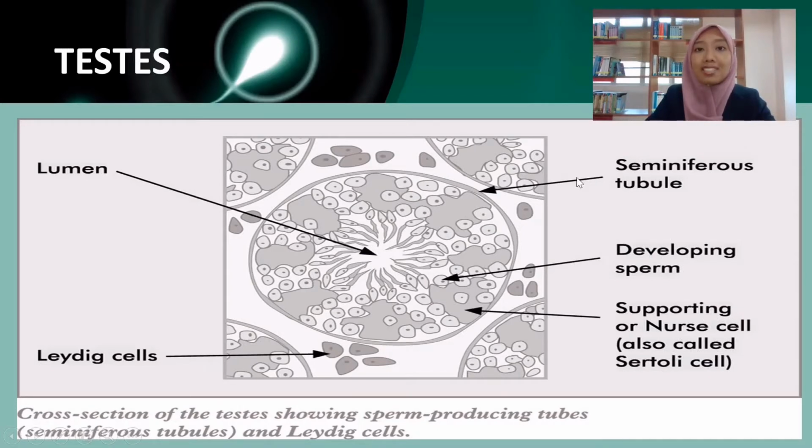This is the cross-section of seminiferous tubule. As you can see, the seminiferous tubules are surrounded by Leydig cells. Sperms are produced at the center or lumen of seminiferous tubule.